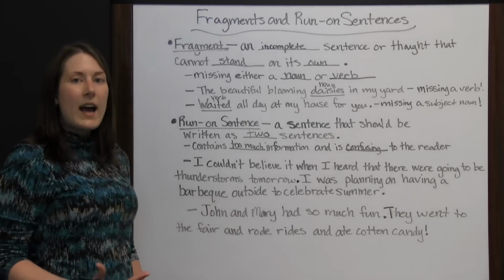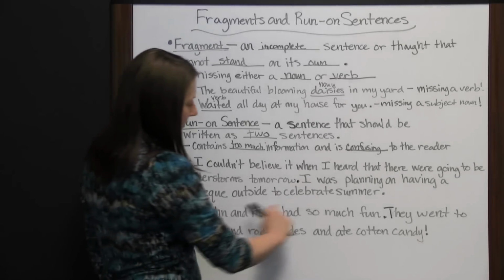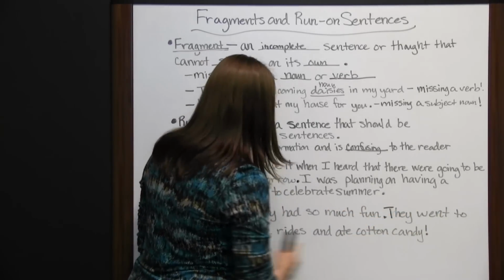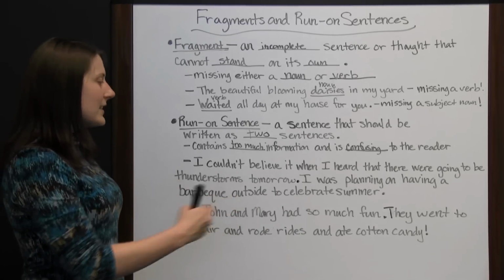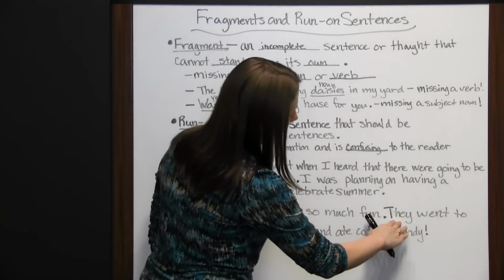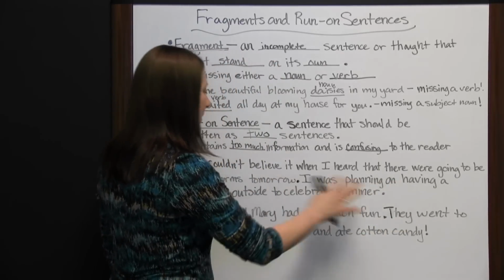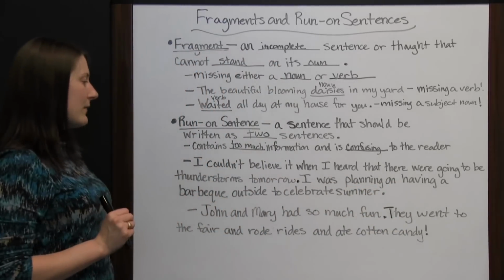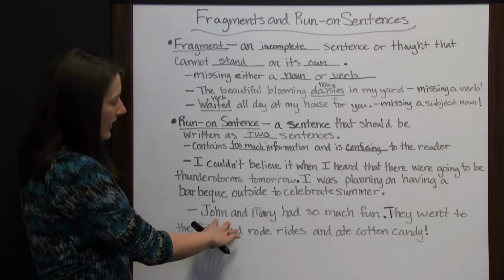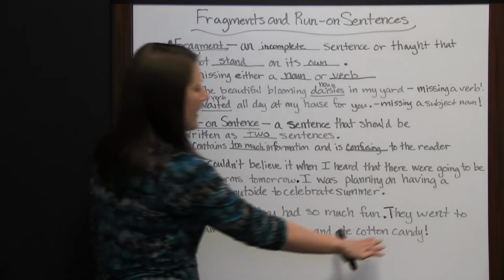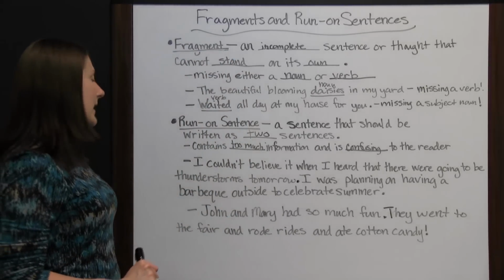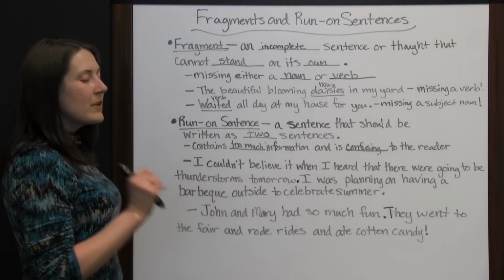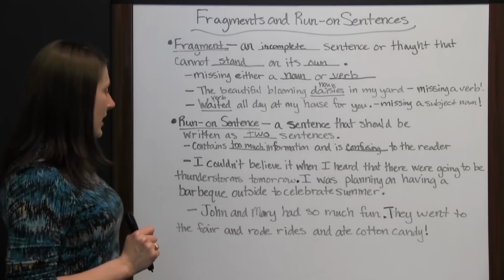So now we have two complete thoughts. First we're saying they had fun, and then we're saying how they had fun. And we didn't keep it a run-on sentence to where we had this pronoun in the middle of this sentence, making it sound a little confusing. We have John and Mary having fun, and then they went to the fair and rode rides and ate cotton candy. So we split it up into two sentences that are easier to understand.